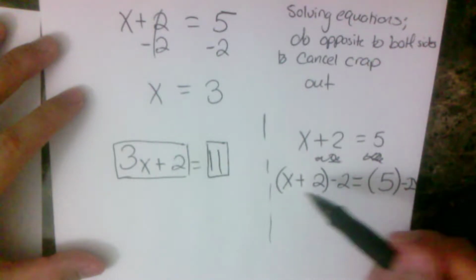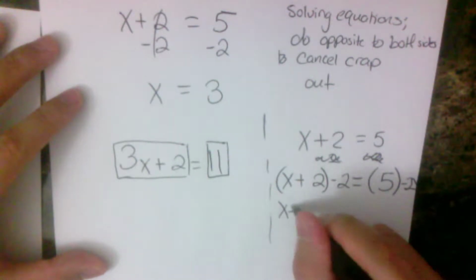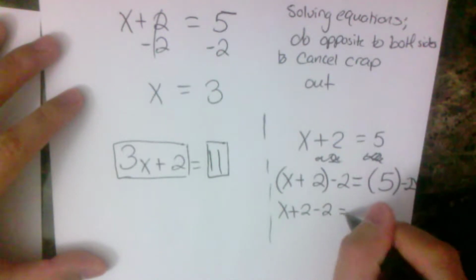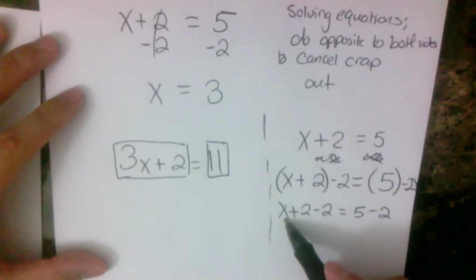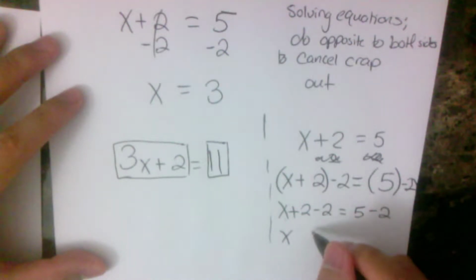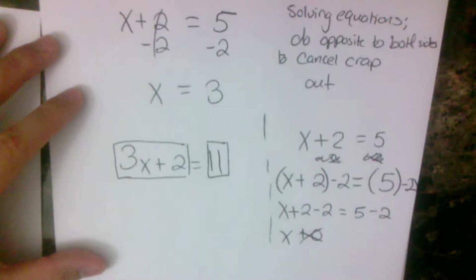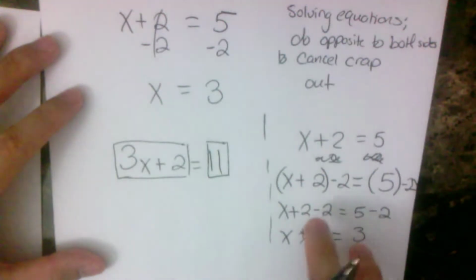From here now, this is kind of an interesting problem because all you have to do is get rid of the parentheses, so x plus 2 minus 2 equals 5 minus 2. Now, you know that you can't do x minus 2 because that's not like terms, so we can't do anything about that. But you can do 2 minus 2, which is just 0, and you can write it, but it doesn't really matter if you do. Okay, and then over here, 5 minus 2 is 3.